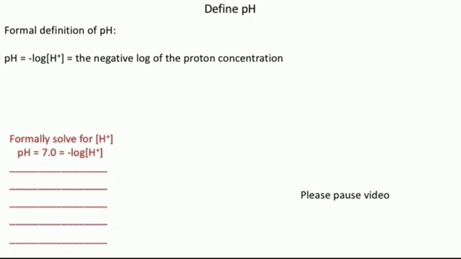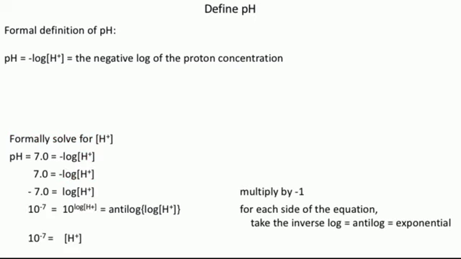But I'm going to move on. As I've already mentioned, logarithms and exponents are inverse functions. So we've just said that the pH of 7 is the negative log of the proton concentration. So we multiply both sides of the equation by -1 to get -7 is equal to the log of the proton concentration. Then we use each side of the equation as an exponent of 10.